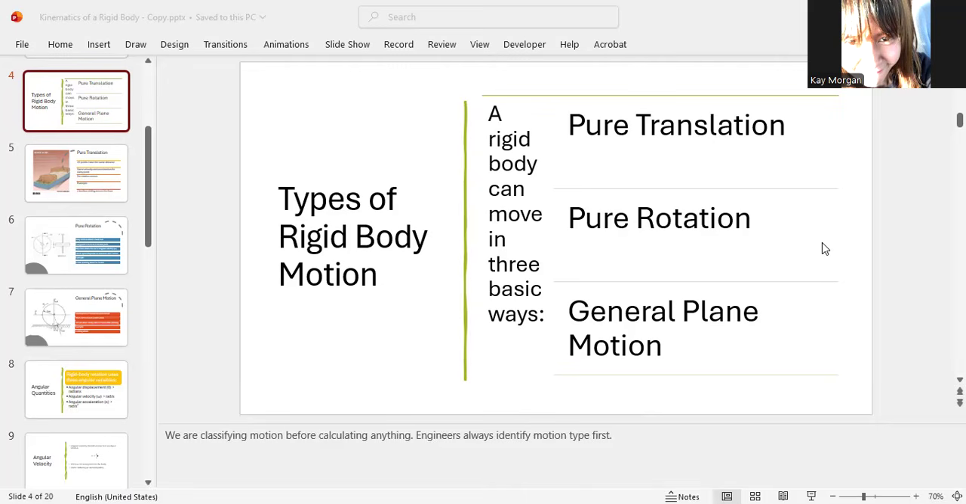Now, another type is called pure rotation. In pure rotation, your body rotates, and every time we think about rotation, we think about a center and a fixed axis. Different points on the object move different distances, because the object is a solid body.